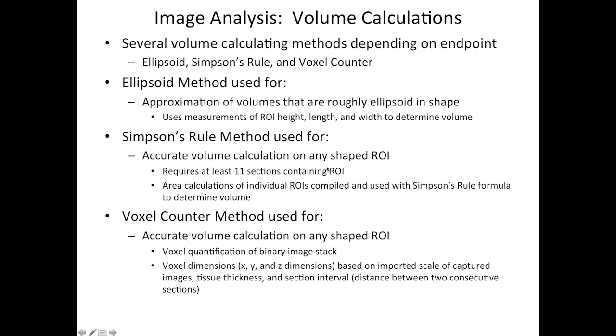So what we would do is upload the scale from the image into Fiji, and based on that we can determine a voxel size, so the X, Y, and Z dimensions of each pixel based on that scale. And so what it does is it takes a binary stack and it measures every single voxel in the stack for that region of interest, and at the end it gives a volume readout. So I'll go ahead and show you an example of this.